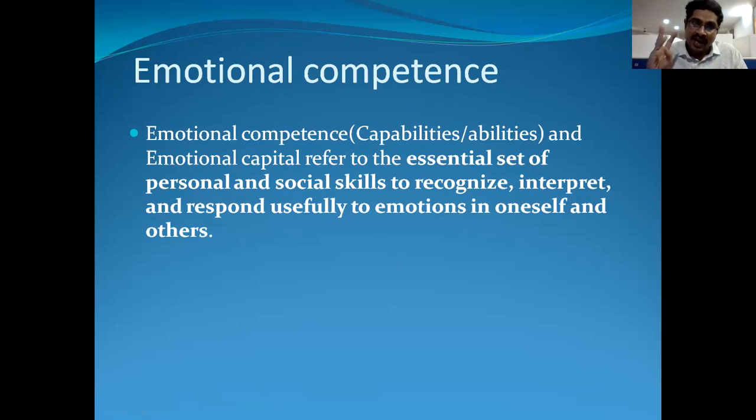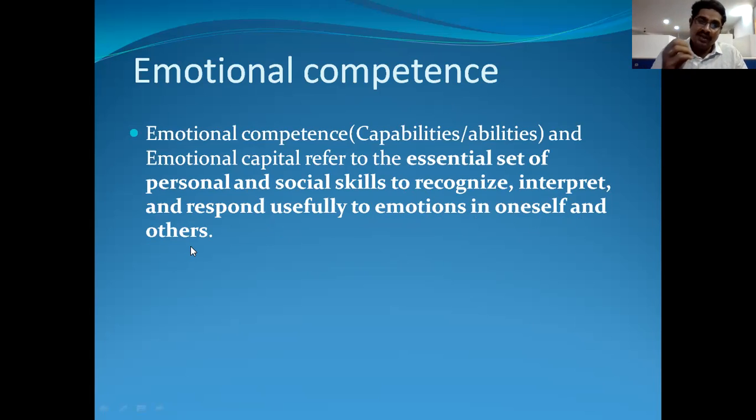Friends, relatives, neighbors, and unknown persons. These are the four categories that come under the society. So here is a set of rules and regulations, a set of personal skills. Simply, ourselves, my skills, and the society, social skills. We need to recognize, interpret, present, or put into action in front of the society, and also respond usefully to the emotions in oneself and others.